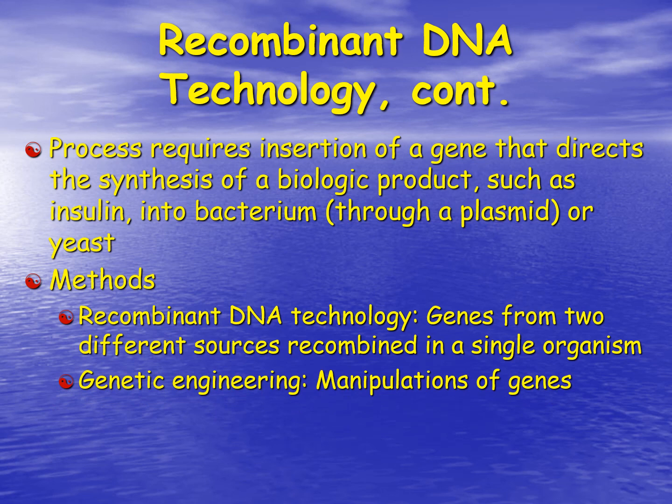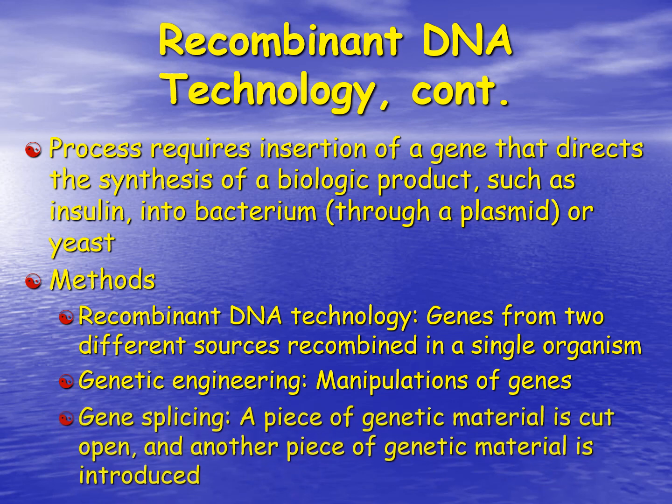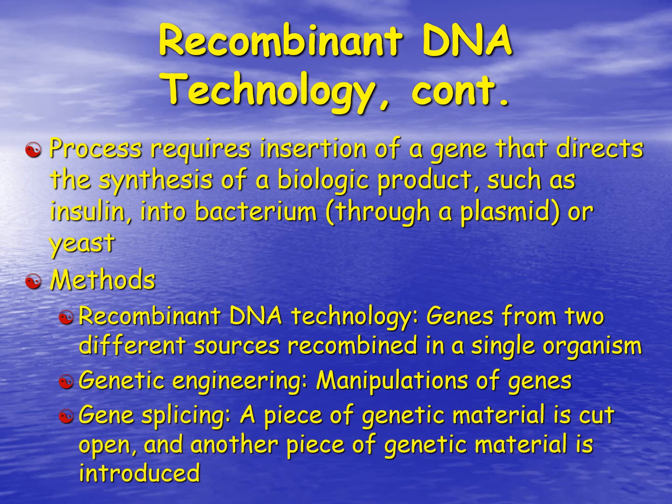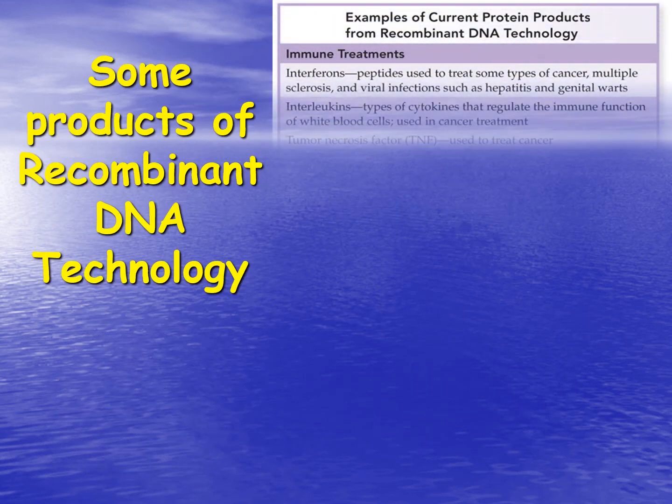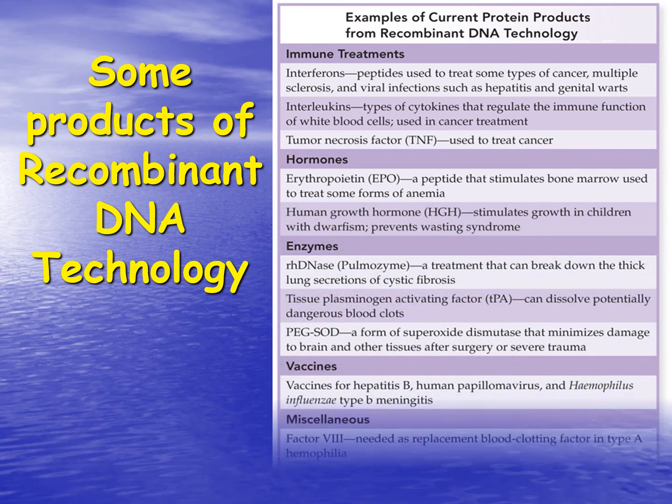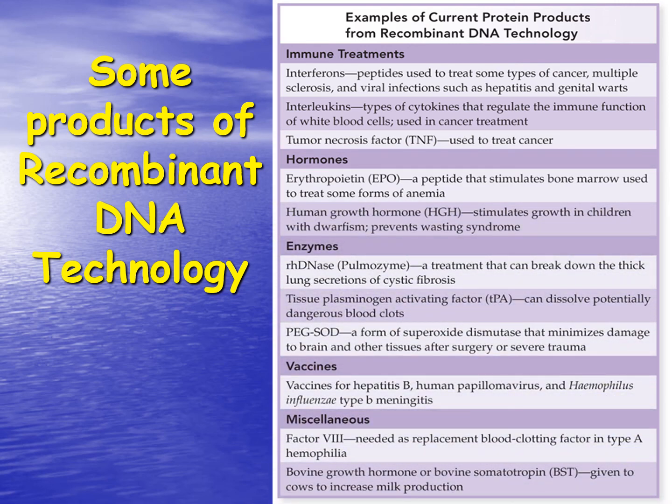Genetic engineering is the manipulation of the genes already present in a cell or individual. And gene splicing is where we take a piece of genetic material, cut it open, and put another piece of genetic material into that piece of DNA. Some products of recombinant DNA technology include a variety of things, and this is not an all-inclusive list, but certainly interferons, those chemicals that interfere with viral replication, interleukins, and tumor necrosis factor, all of which are involved in immune systems.